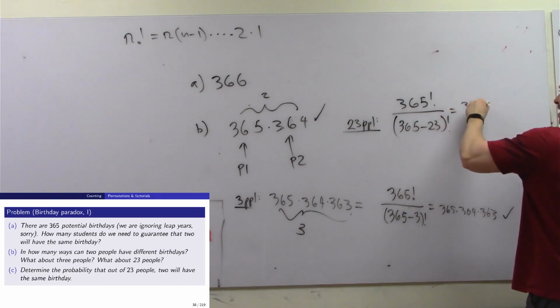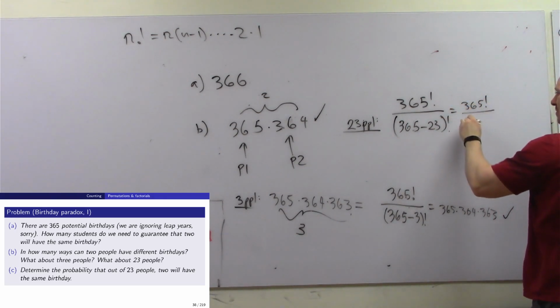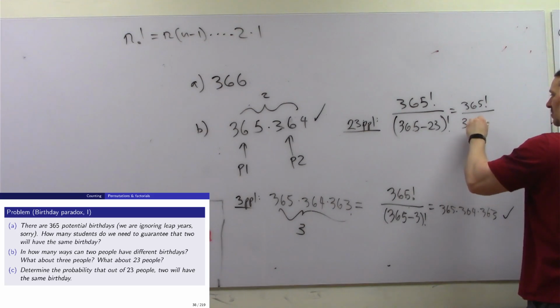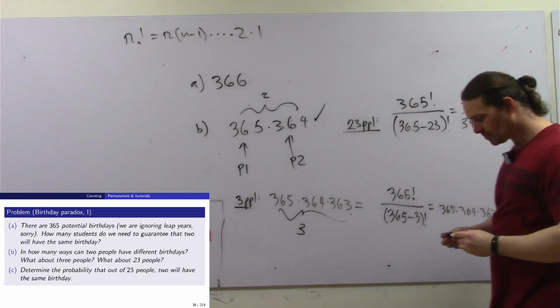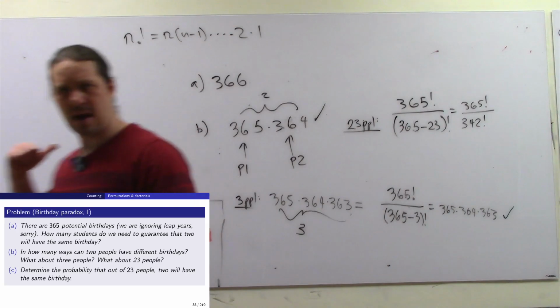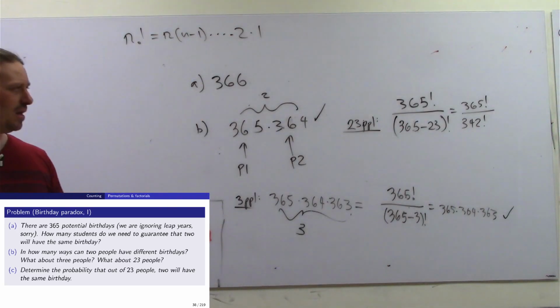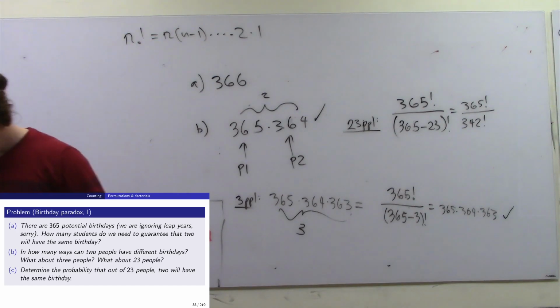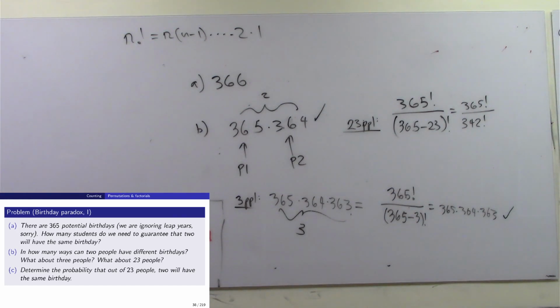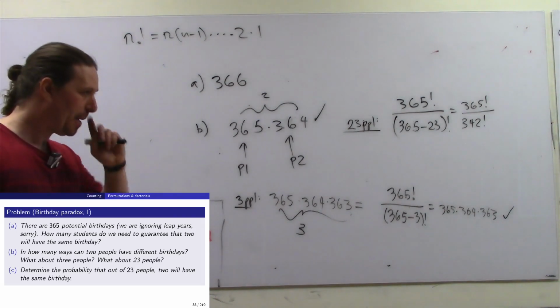So 365 over 342 factorial, indeed, okay? That's not easy to compute by hand, right? Because it's 365, 364, there's 23 terms in it. But you can plug that into a calculator or Wolfram and get something. I don't need to know it just yet, okay?